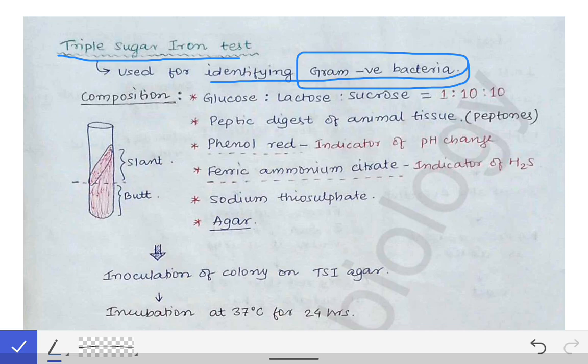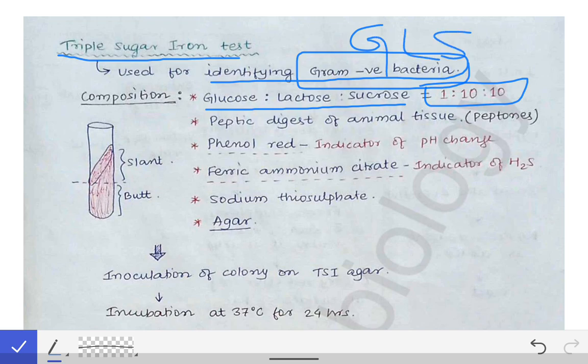The composition includes, first of all, the triple sugars. What are those triple sugars? Those are glucose, lactose, and sucrose. And this ratio is very important from an MCQ point of view. They may ask you what is the ratio in which the triple sugars are present in the triple sugar iron agar. So the ratio between the GLS, that means glucose, lactose, and sucrose, is 1 is to 10 is to 10. Glucose is one part, and lactose and sucrose are each contributing about 10 parts.